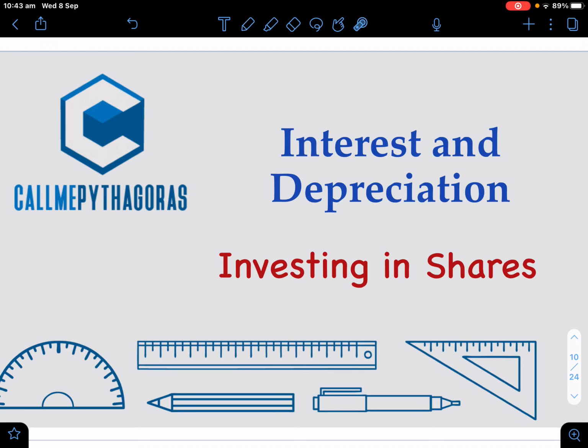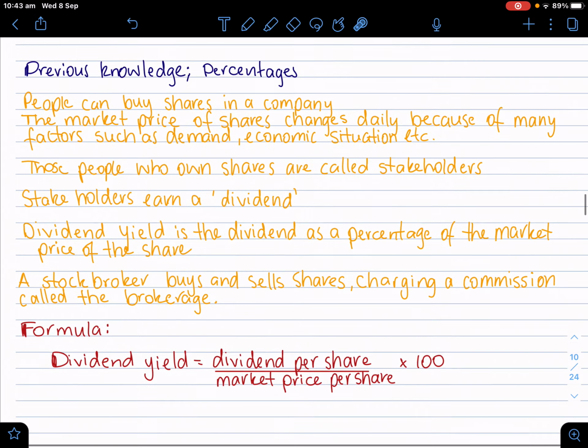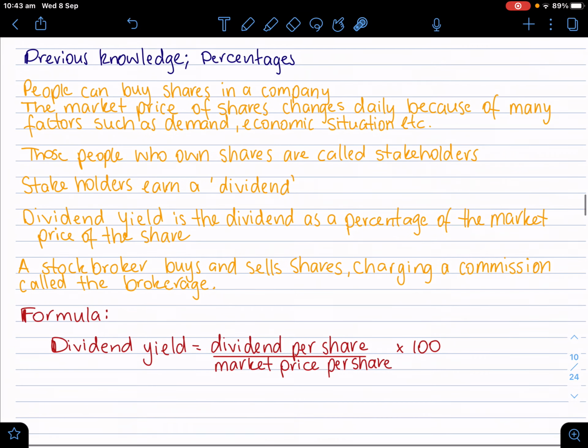Hey guys, so today we're going to be talking about investing in shares as part of interest and depreciation. So shares are where people can buy part of a company, and the price of these shares change daily because of many factors such as demand or economic situations.